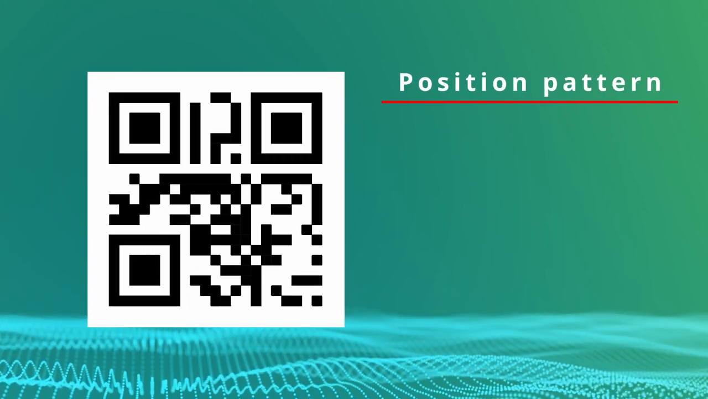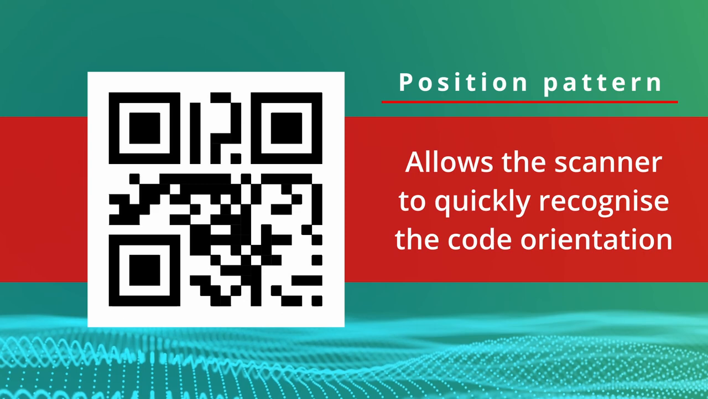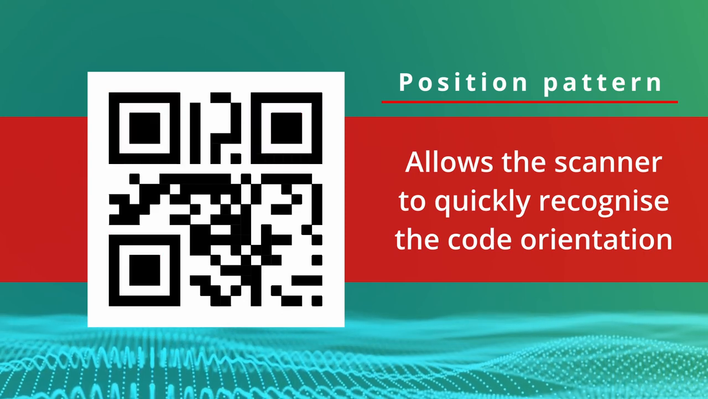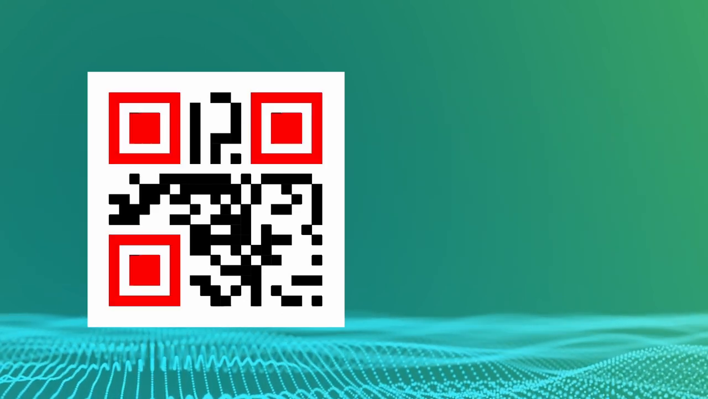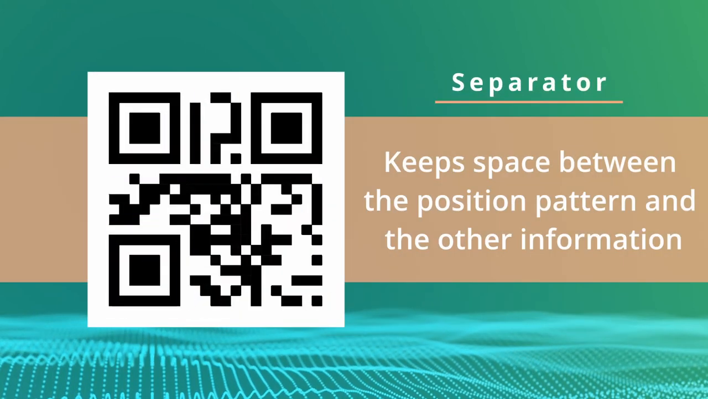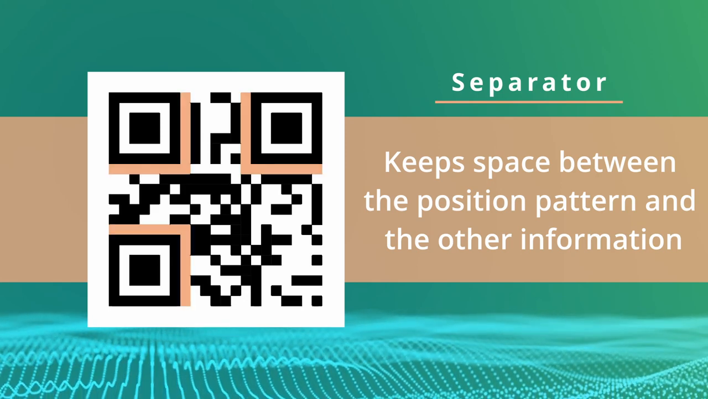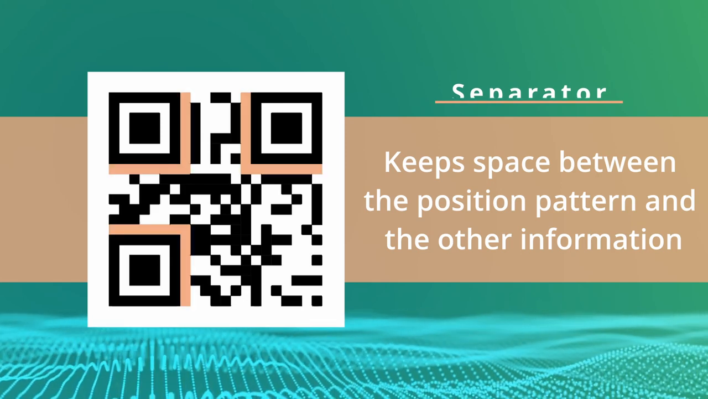Position pattern or finder pattern, located at 3 corners of each code. It allows the scanner to quickly recognize the code orientation, so the user can scan it at any angle. Separator. It keeps space between the position pattern and the other information, helping the scanner to identify the position pattern.